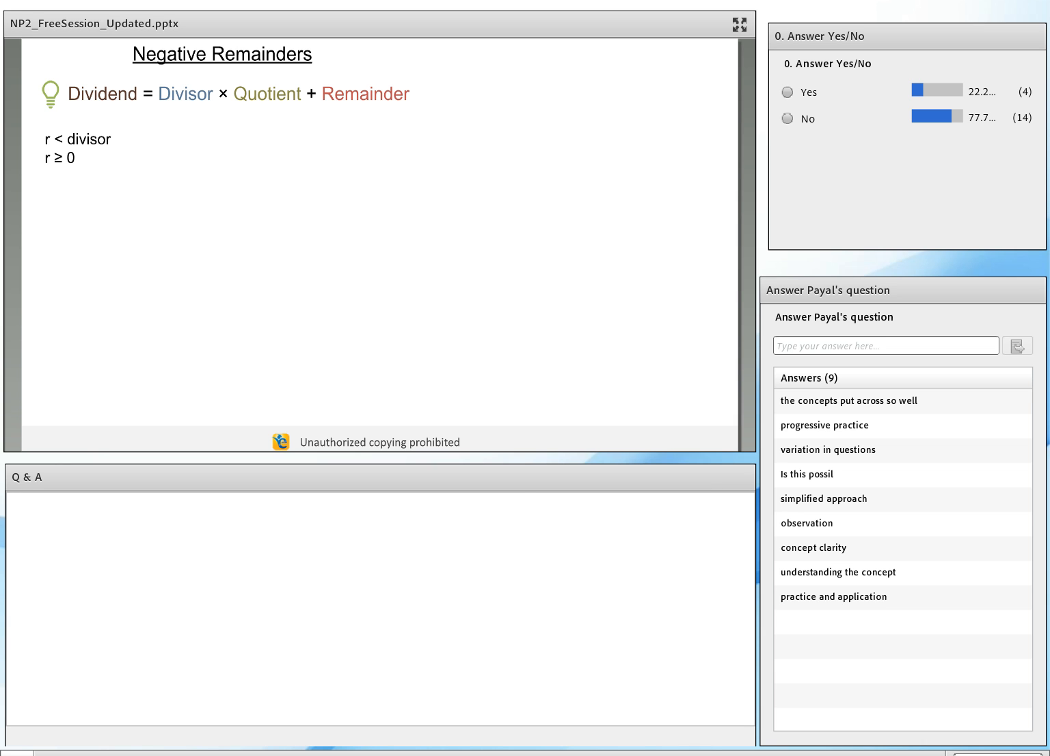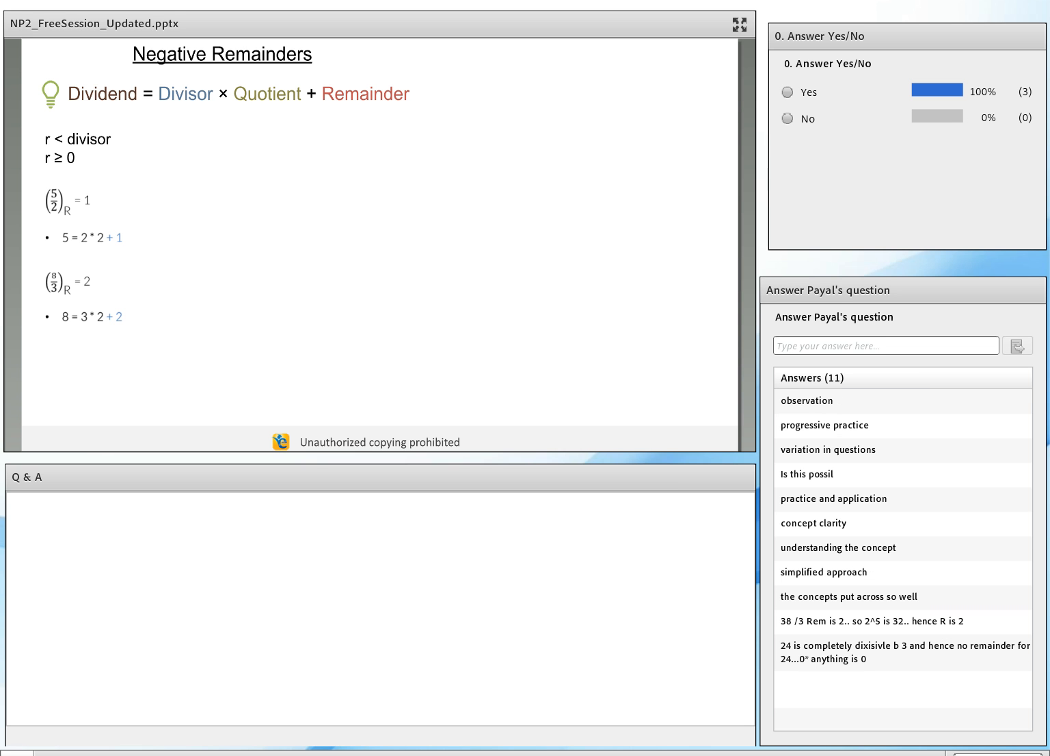And remainder is greater than or equal to 0. That is something that we all understand. So if we see 5 remainder 2, that is what? 1. Because you're writing 5 as 2 times 2 plus 1, right? Everyone with me over here? 5 remainder 2 is 1.